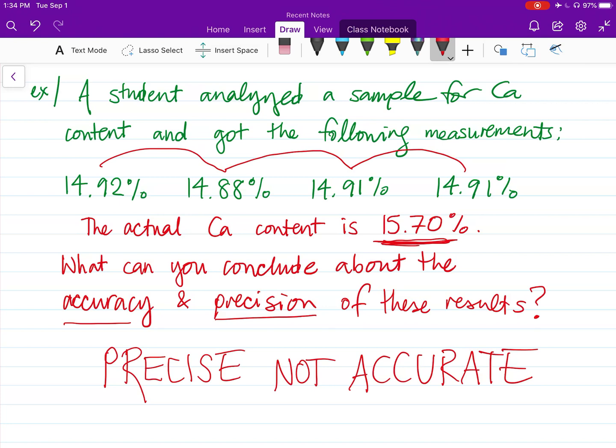What kind of error do they exhibit? In this case, this would be an example of systematic error. She's doing it wrong, but she's doing it wrong the same way every time. So maybe it's something that's wrong with her instrument, for example. Okay, so I hope those were helpful.